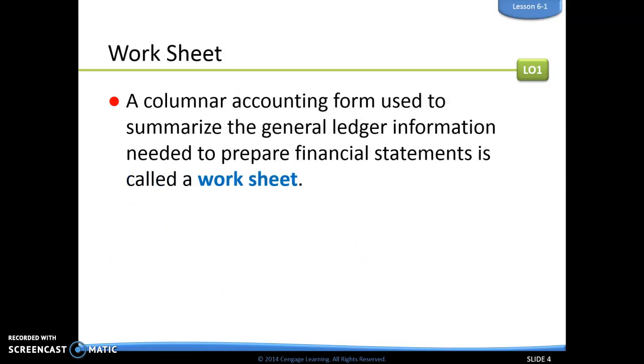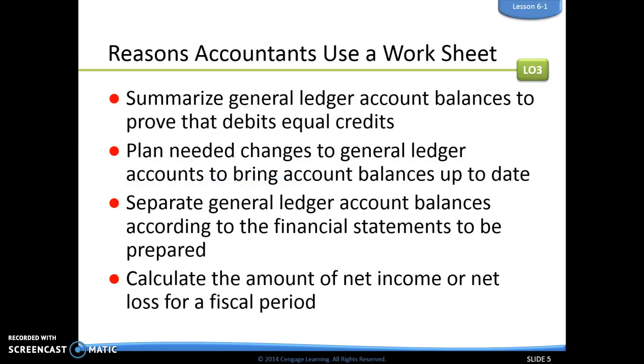A worksheet is a columnar accounting form that's used to summarize the general ledger information needed to prepare financial statements. So reasons that accountants use a worksheet, they're going to summarize general ledger account balances to prove that debits and credits equal. It helps to plan needed changes to general ledger accounts to bring account balances up to date. It separates general ledger account balances according to the financial statements that are going to be prepared, and then it calculates the amount of net income or net loss for a fiscal period. And we'll see all four of those things when we are preparing this worksheet.